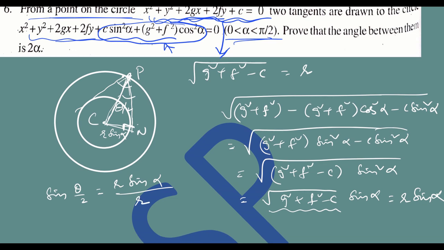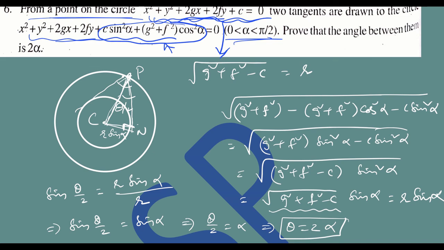So what am I getting? I am getting sin θ/2 is equal to sin α. It means that θ/2 is equal to α. It means θ is nothing but 2α, where θ is angle between the tangents. Hence proved. Okay.